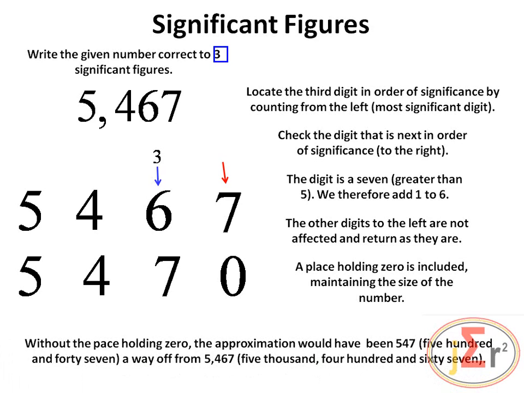Without the placeholding 0, the approximation would have been 547. And that is a way off from the original that we have, 5,467. So we have 5,467, and we would have approximated that to be 547. That is not going to be a good approximation. So the placeholding 0 is very important.